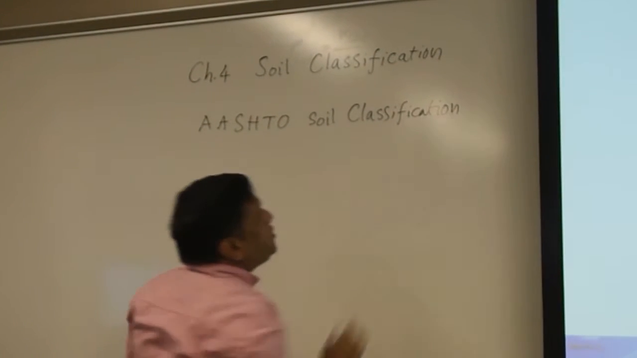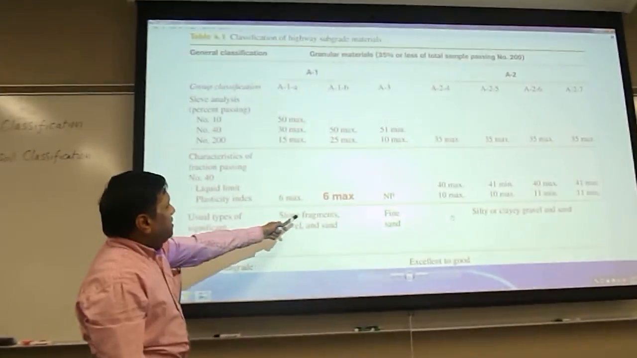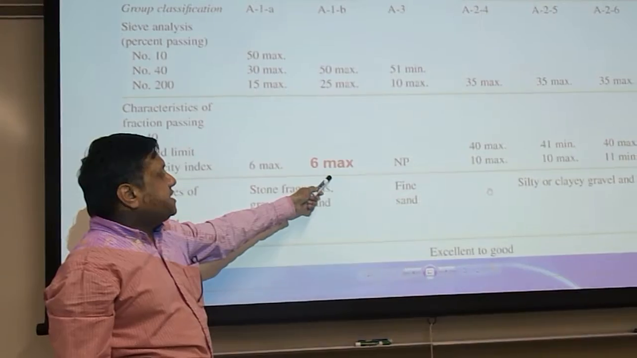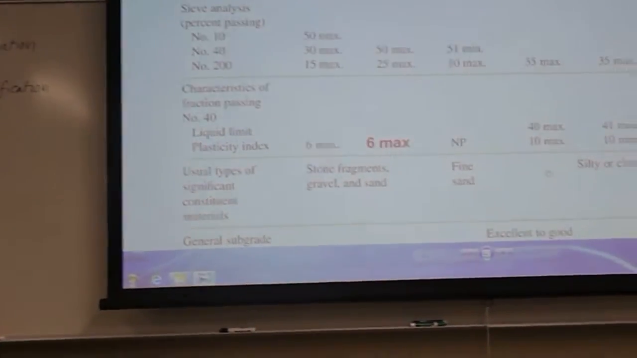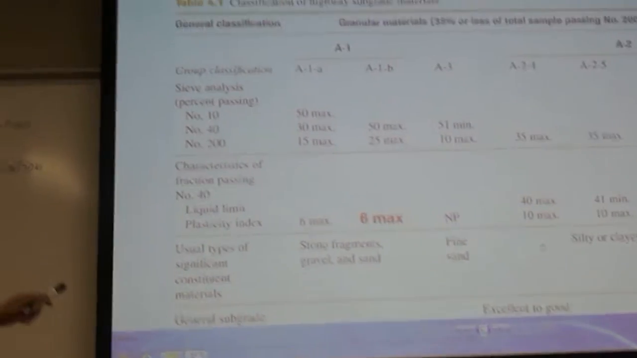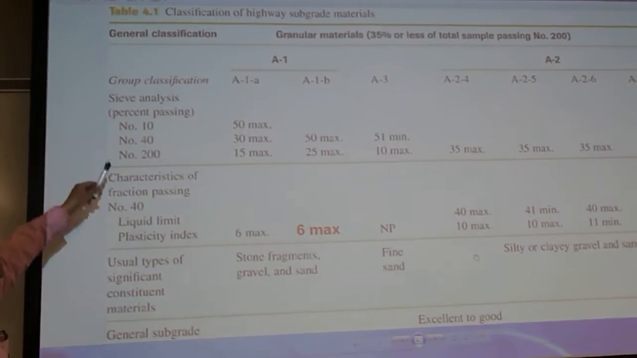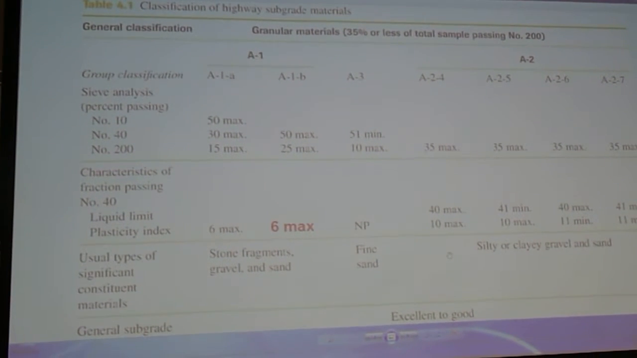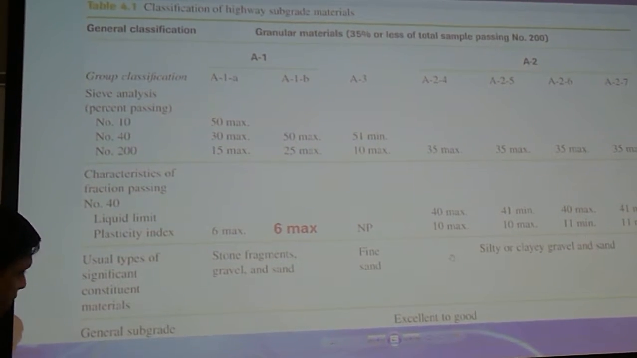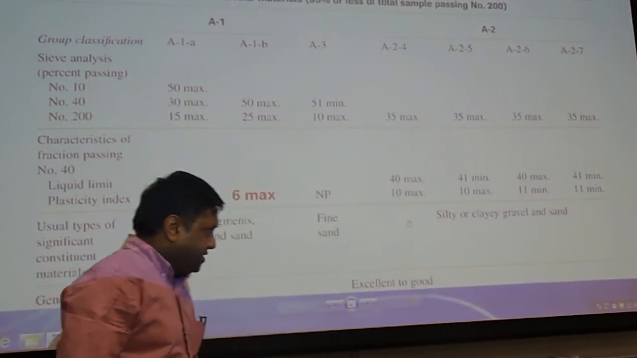I emailed you this table 4.1 with 6 columns written here. I hope you have noticed it. Table 4.1, top part, we have A1, A3 and A2 groups which are rated excellent to good.